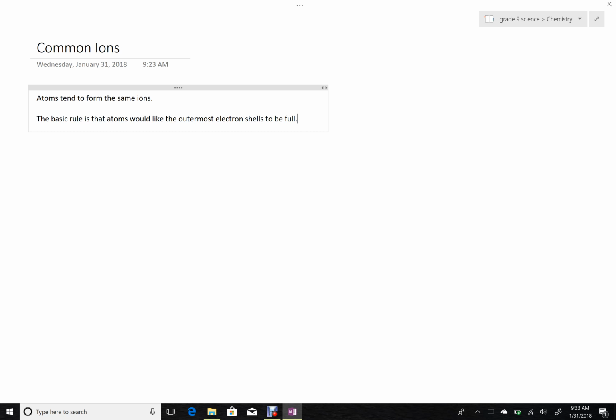The rule is that they want their outermost shell to be completely full. Now, for some atoms, that might mean that their outer shell ends up being totally empty. But in the end, if you consider the last shell that they have any electrons in, they want it to be at 8. Remember, our rule is saying that they can hold 2, 8, or 8, unless it's that small one, and then they want it to be at 2. This is sometimes called the octet rule, because octet is a nice word for 8.